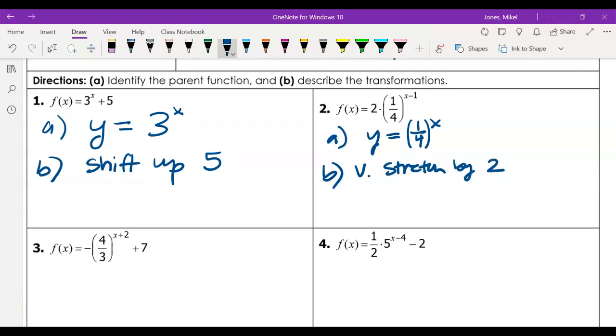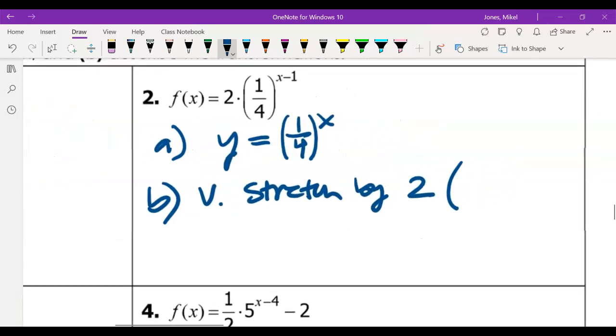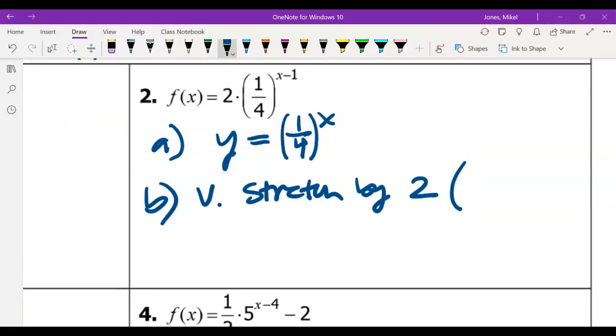by 2. And this changes what kind of values? X or Y values? Yeah, so all it does is multiply the Y values by 2. Okay, that's what a vertical stretch does. It multiplies the Y values by 2.